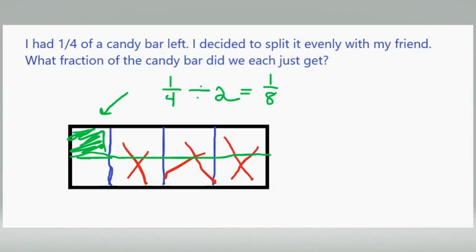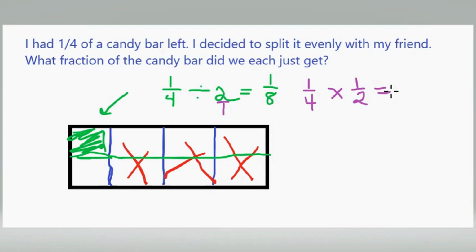If you want to do this as a standard algorithm, all you have to do is our keep, change, flip strategy. So our 1/4 is going to stay the same because we keep it. We're going to change our division to multiplication. And we're going to flip 2 over 1, right? Because 2 over 1 is the same as 2, so we're going to flip it around. So that means now it's going to be 1/2.